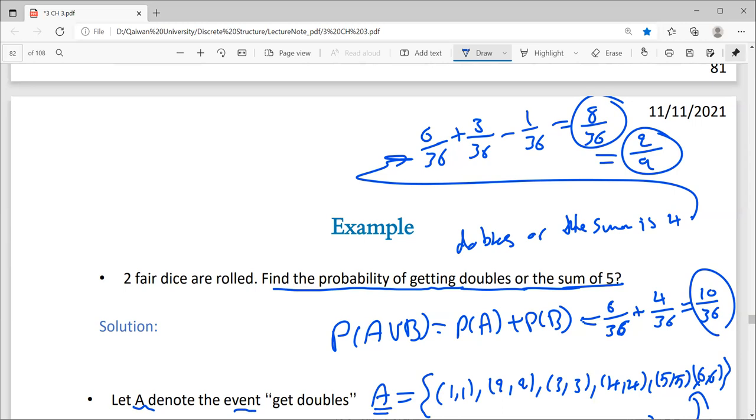Be careful in doing it. If there is something common between them, you should do this one. If not, write down the same without the probability of the intersection of A and B.